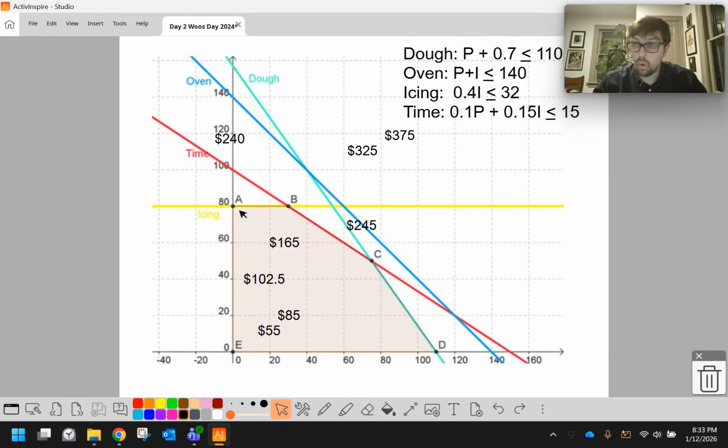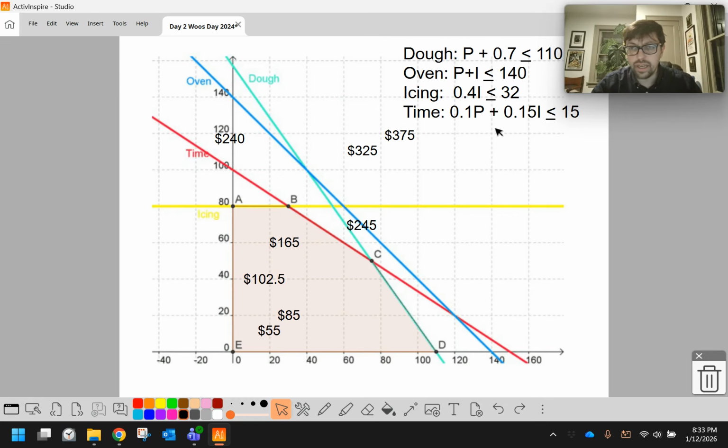So we know then that the maximum value has got to be at one of these points. That's why those letters were here: A, B, C, D, or E. And one of them is going to be the minimum value. And I bet you know which one that's going to be. That's going to be E. If the Woos do nothing, they're not going to make any cookies and they're not going to make any profit. So this is going to be our worst option possible.